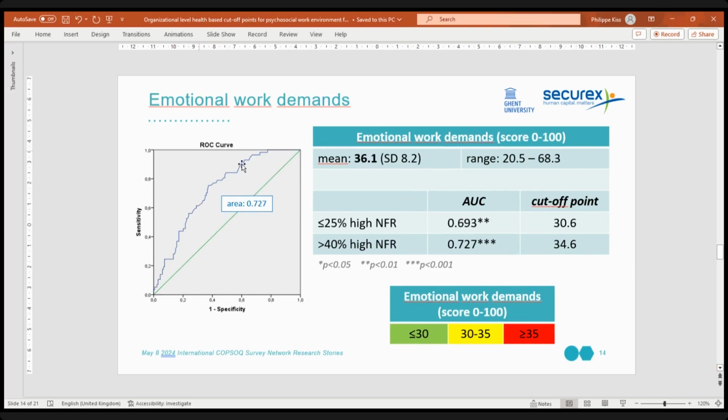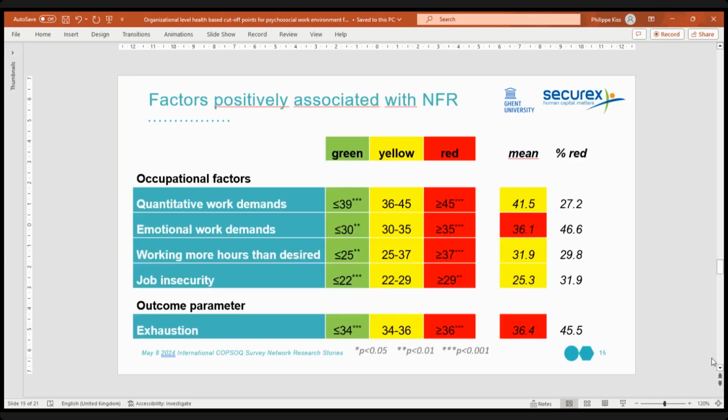Same thing again for emotional work demands. Mean 36, very large range. Cutoff point for the good ones, 30.6. For the bad ones, 34.6. Rather good area under the curve. Good significance. 30.6 becomes 30. 34.6 becomes 35. I'm not going to detail this for the 18, of course.